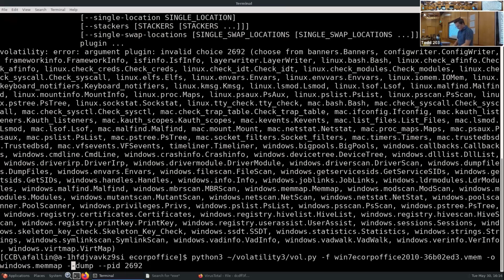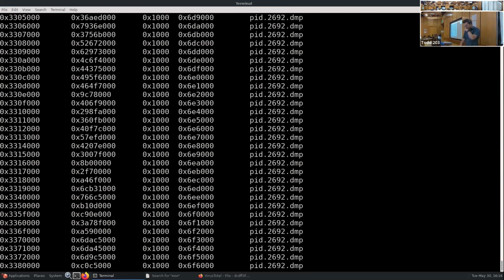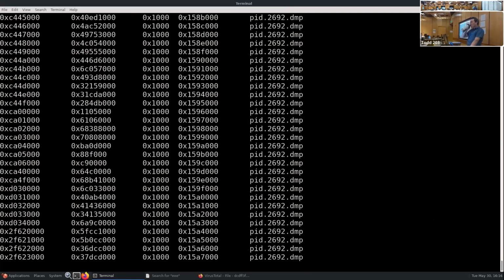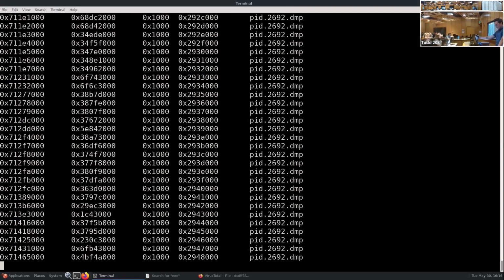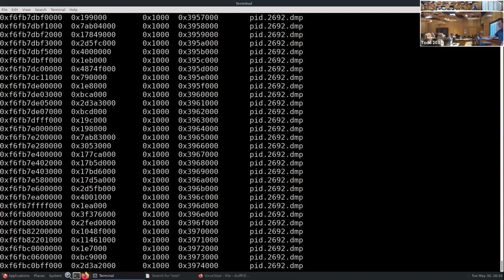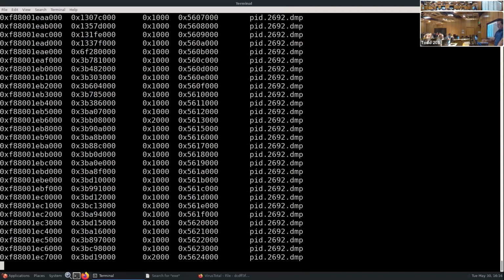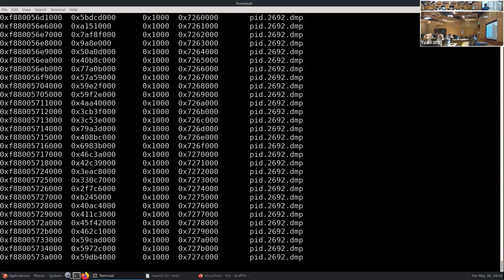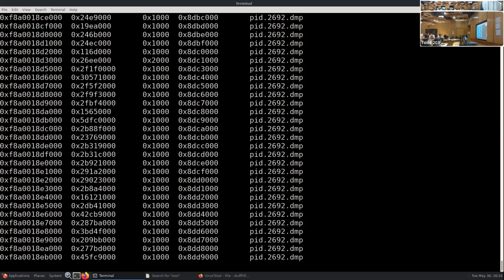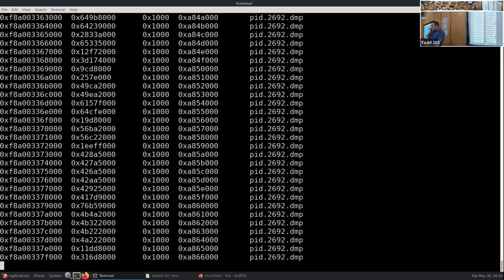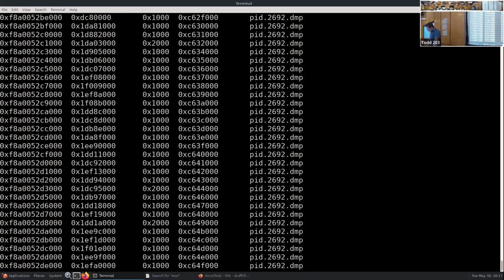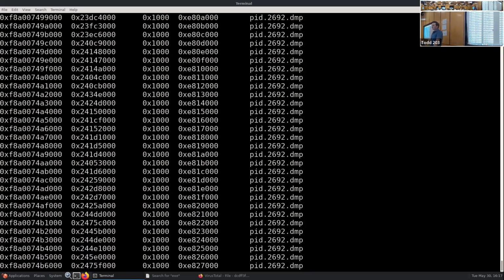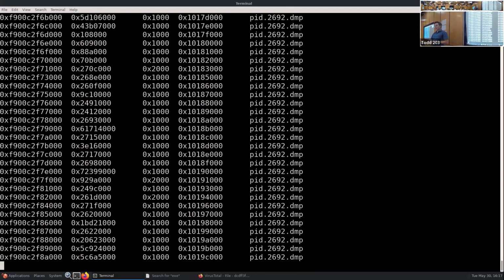Oh, no. I did not give it the output. So this will take a second to run. What it's going to output is this file that we can see it sending everything to, pid.2692.dmp. This is going to be all the information associated with Outlook.